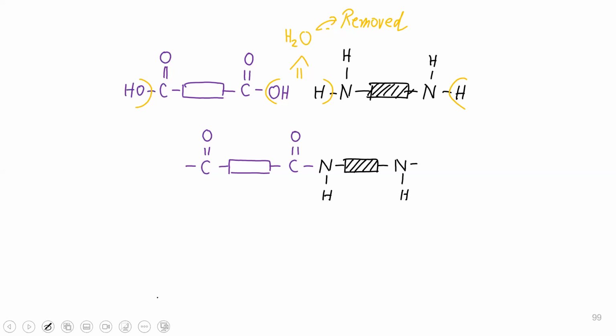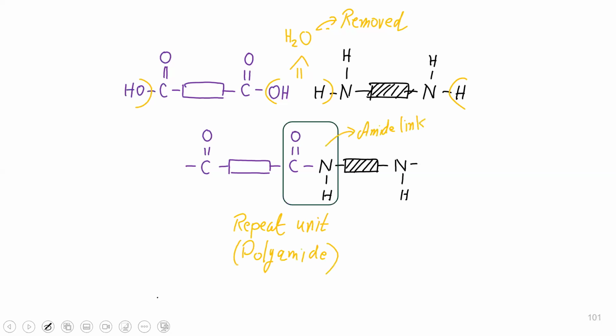Done. Now look at this repeat unit. This is called polyamide. When you join it by CONH, look at this. This is a very important key concept, Mikhail. You have to identify this box in the exam. This is the repeat unit. This is called the amide link. You have to copy this also on the same diagram.